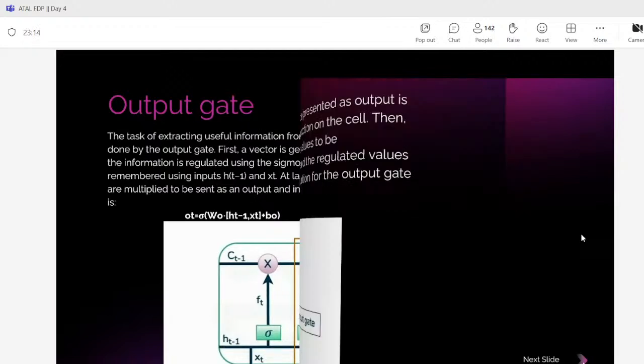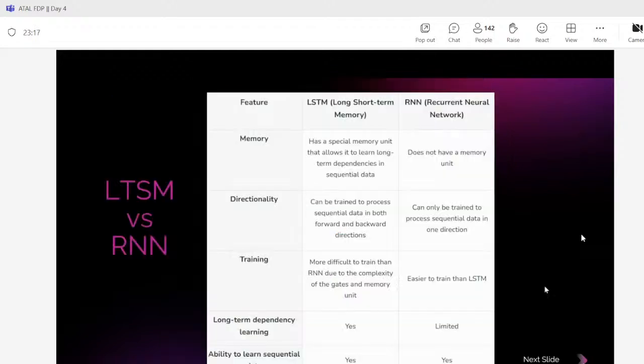Next, let us discuss the various differences between long short-term memory and the recurrent neural network. As far as the memory is concerned, your long short-term memory has a special memory unit, as we discussed earlier. It always allows it to learn long-term dependencies in sequential data. Of course, sequential data plays the major role. In turn, it is used to get future data by analyzing the previous data. And while coming to RNN, it doesn't have any memory unit. So that's what we are migrating to long short-term memory.